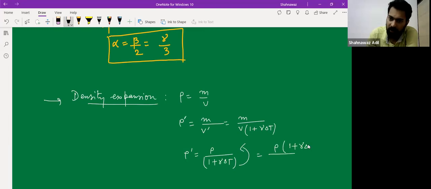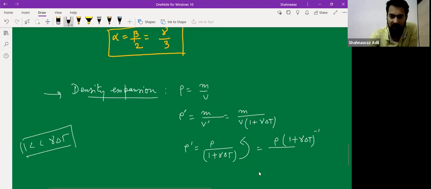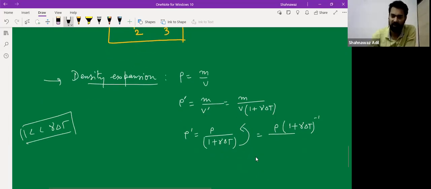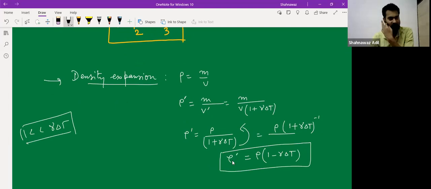And let's say this gamma delta T is very, very less than 1. So we can keep only the first term of the binomial expansion, right? So this would be 1 minus gamma delta T. Okay, so this is how the density will decrease, as you can see, because if you increase the volume, then of course, obviously the density will decrease, right? Okay, so this was about the thermal expansion, and let's do more problems based on this.